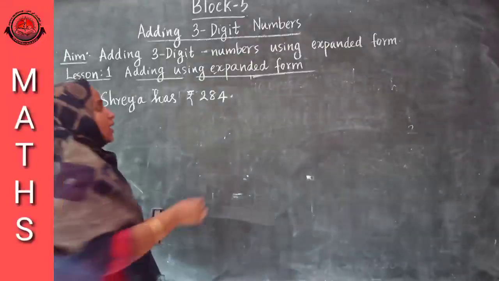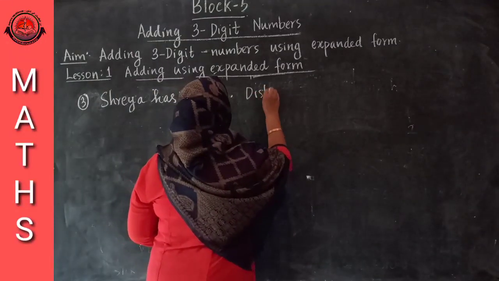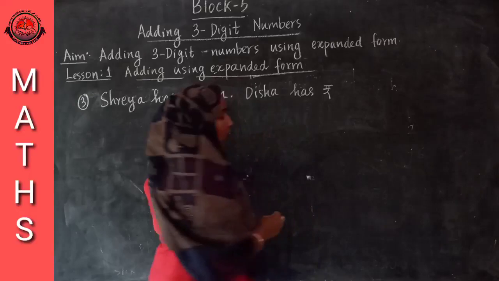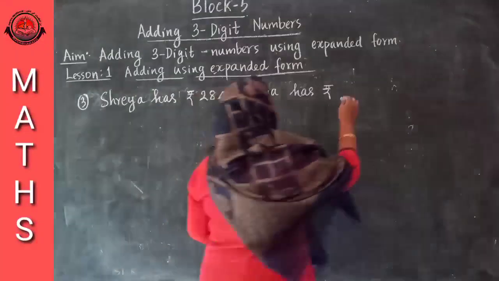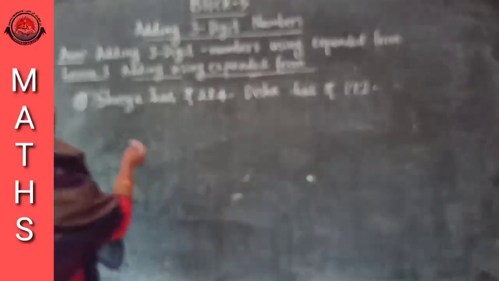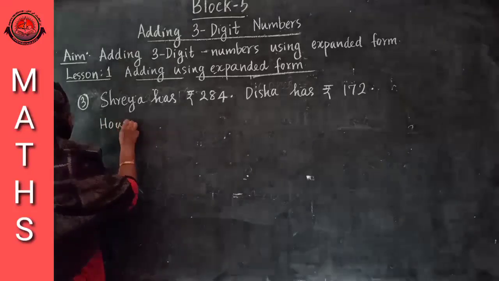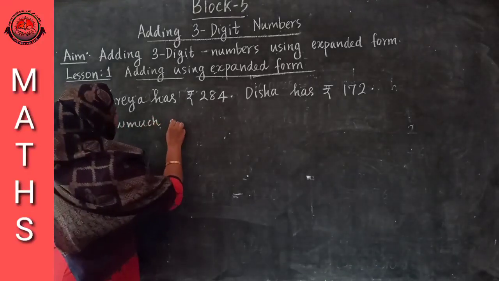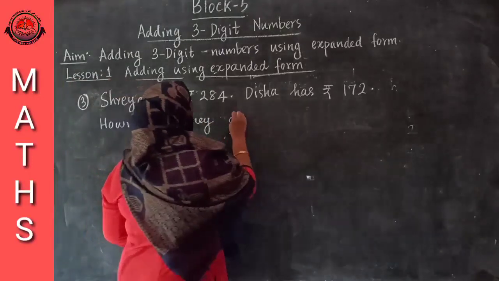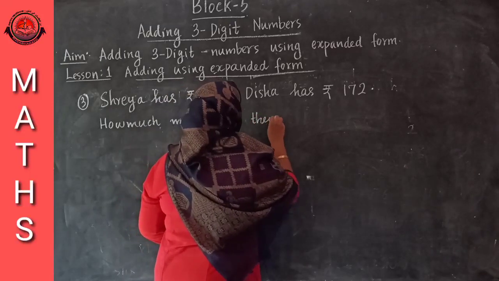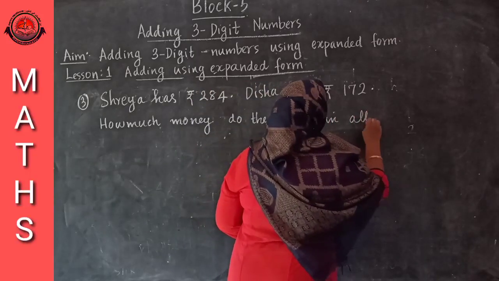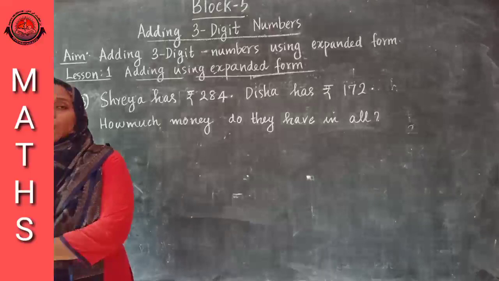Next, Disha has rupees 172. How much money do they have in all?